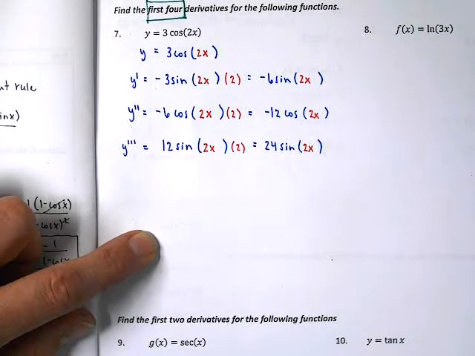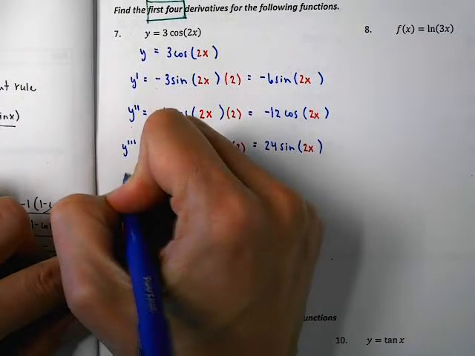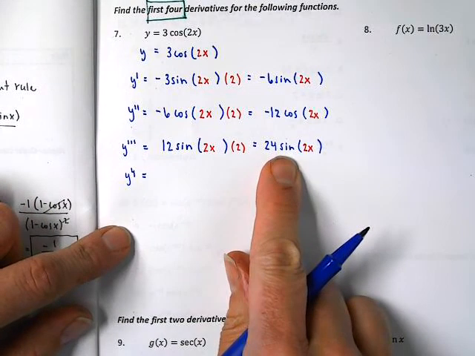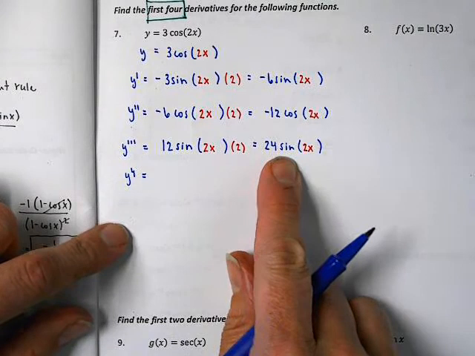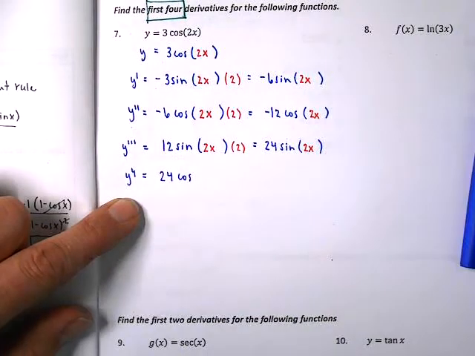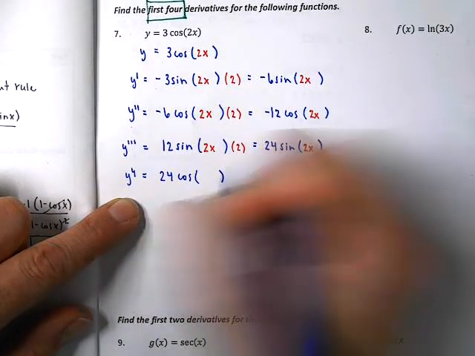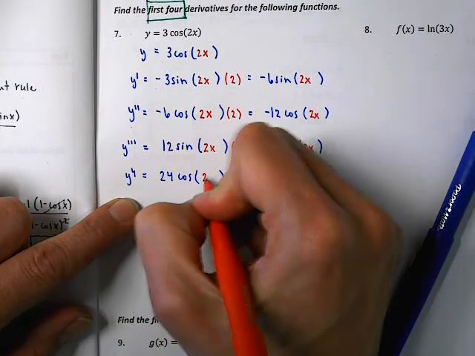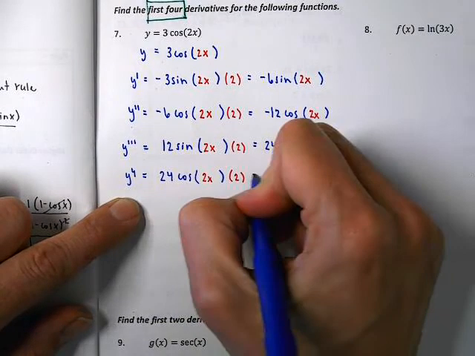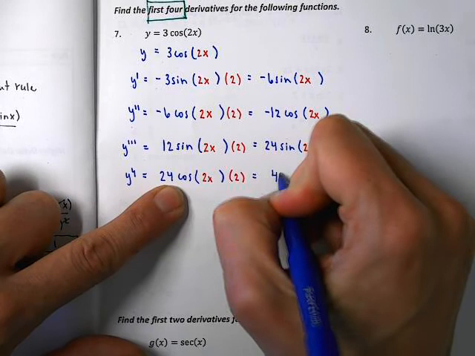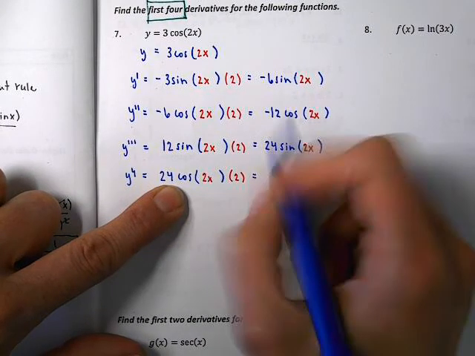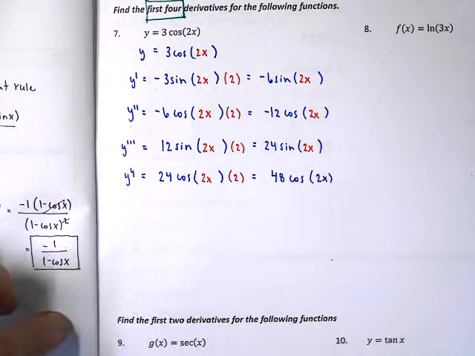So now we're almost done. I'm going to denote this by y to the 4th. So now my function is sine. I know the derivative of sine is cosine. So I have 24 times the cosine of 2x, and the derivative of my inside is 2. So for my answer, I end up with 48 times the cosine of 2x. And that's my fourth derivative.